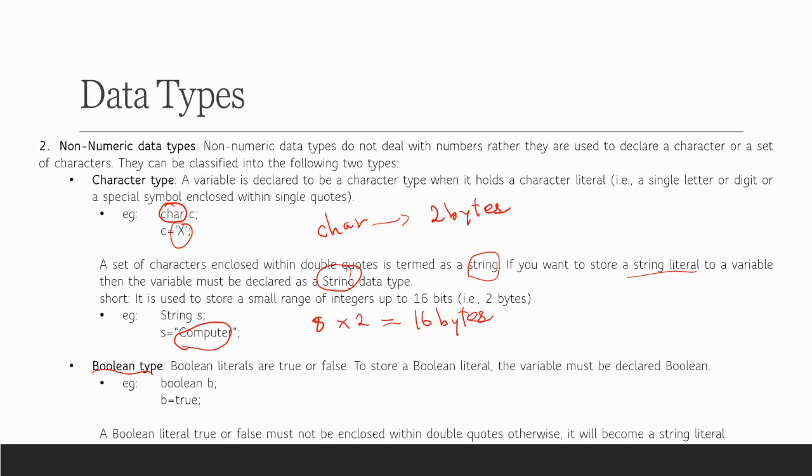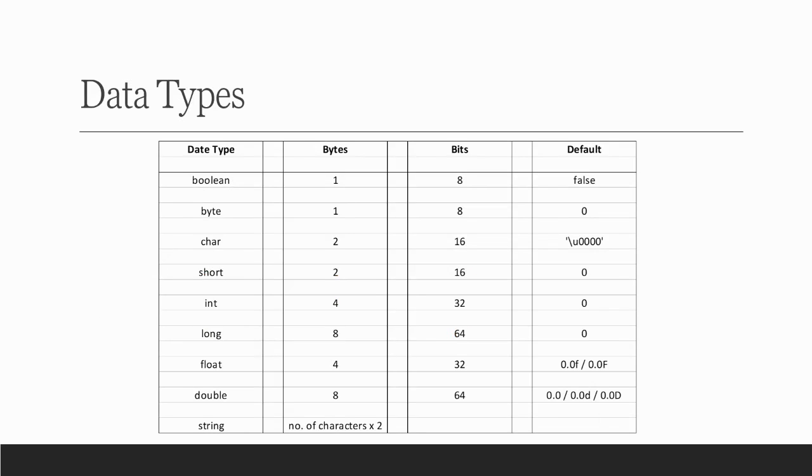The next type is Boolean. Boolean literals are true or false. To store a Boolean literal, the variable must be declared Boolean. A Boolean literal is either true or false, but it must not be enclosed within double quotes, otherwise it will become a string literal. So these were the different types of data types.